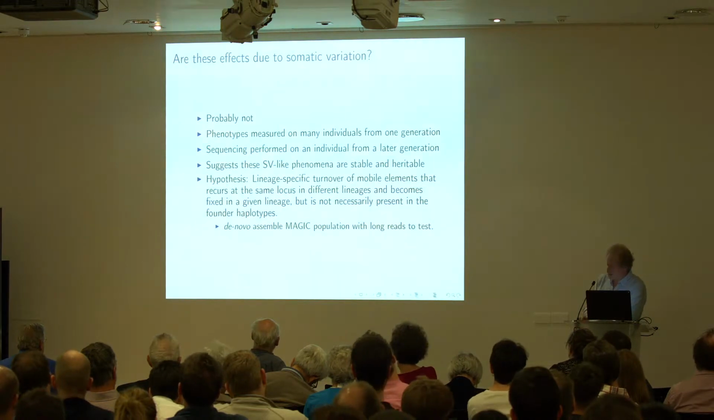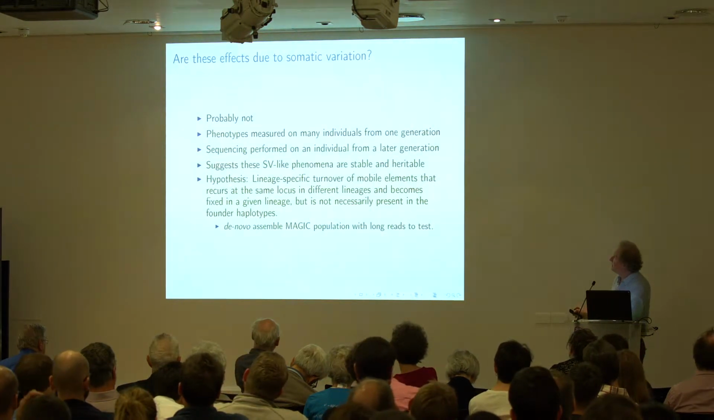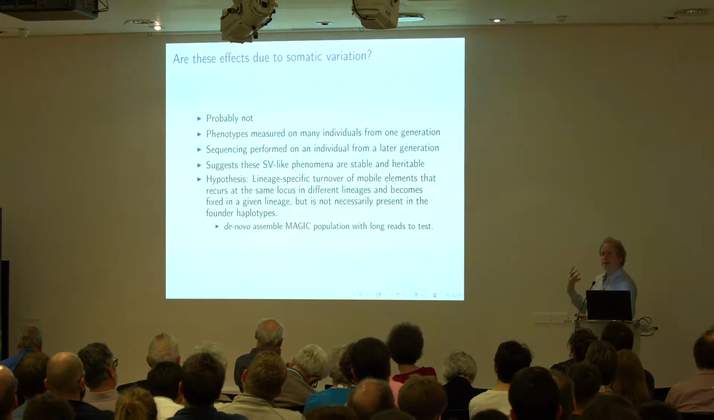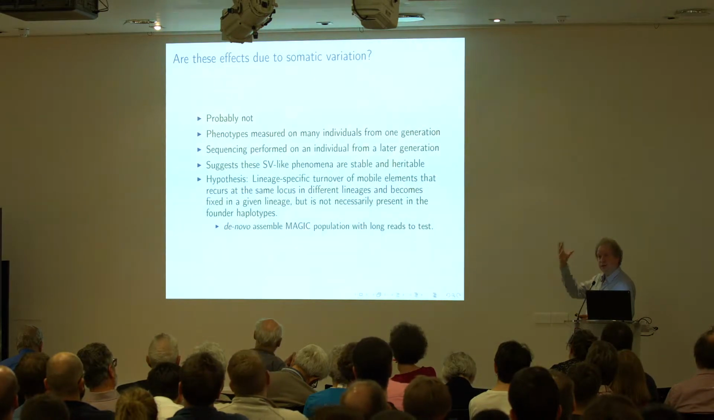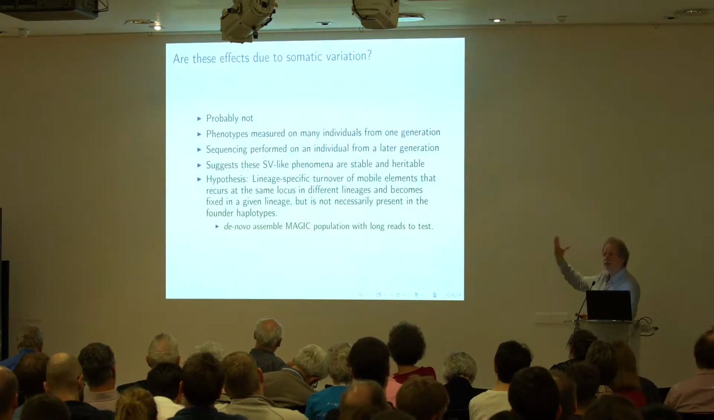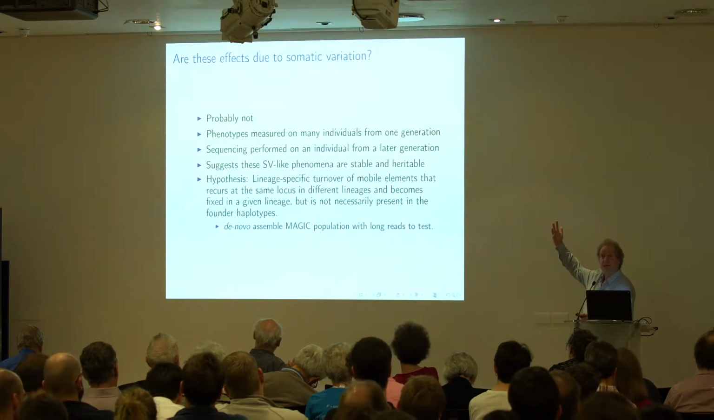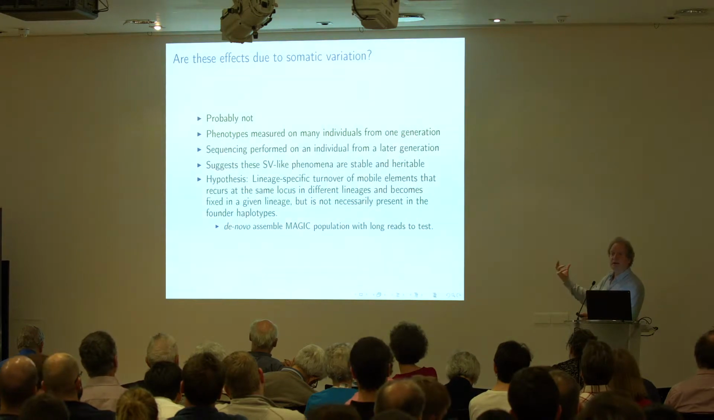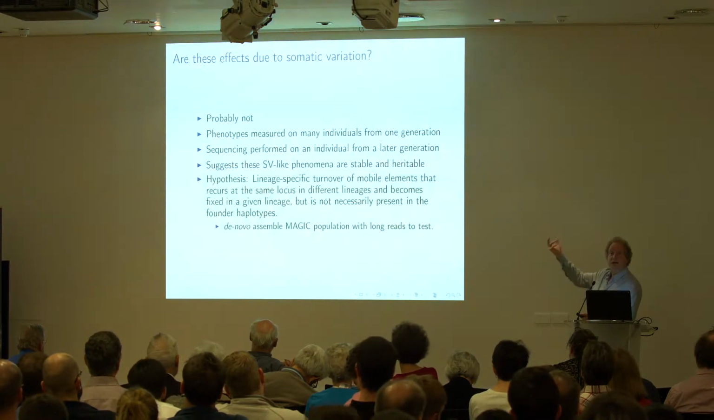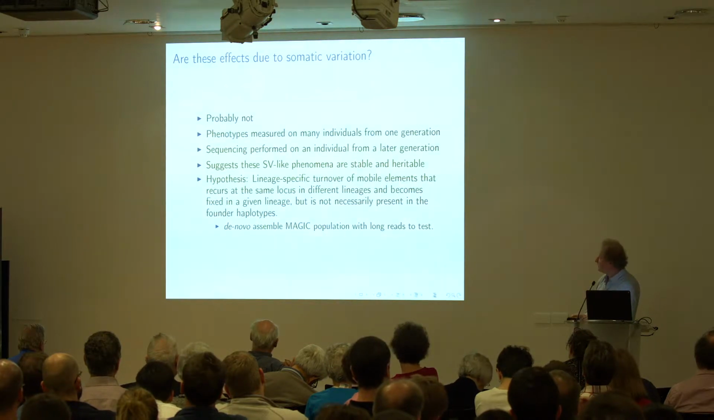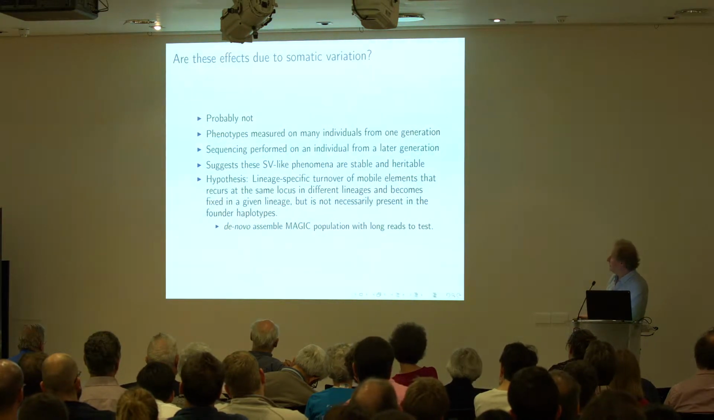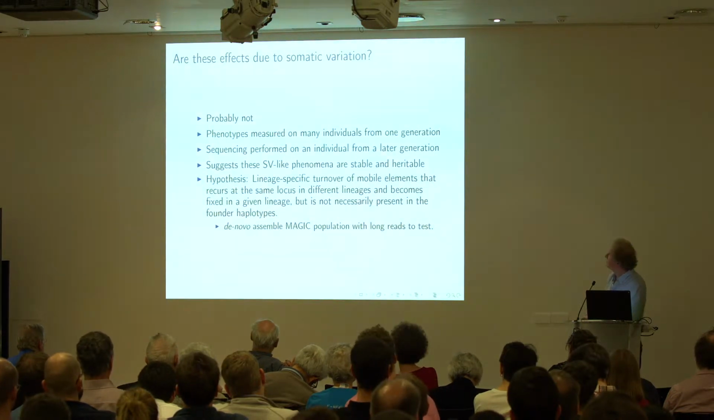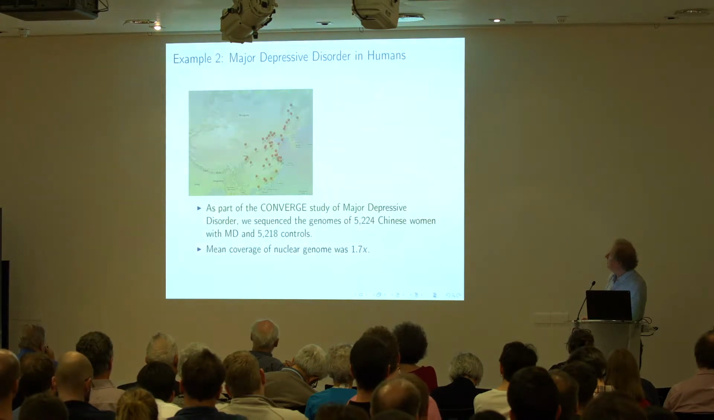So my hypothesis as to what's going on is that there's some kind of lineage-specific turnover of mobile elements, which then gets fixed within each line, but tends to reoccur at the same places in the genome. So that way you get a particular place in the genome with a lot of variation, but that variation is essentially unique to each line. So I think that's what's going on. But I don't know. And the way to test this, of course, would be to resequence the population with long reads, which I'm trying to get the money to do.